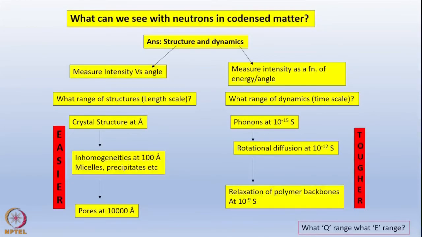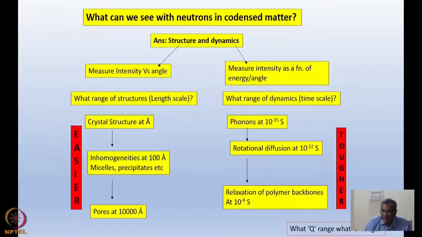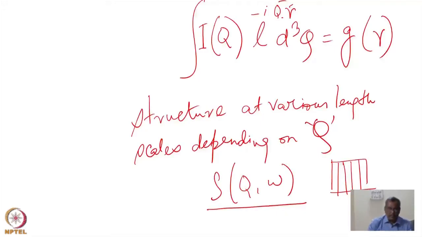So I have just listed a few. We can measure phonons. Phonons, the time scales are typically 10 to the minus 15 seconds, or femtoseconds. Or we can study rotational diffusion. Rotational diffusion means, let me give you an example of rotational diffusion.